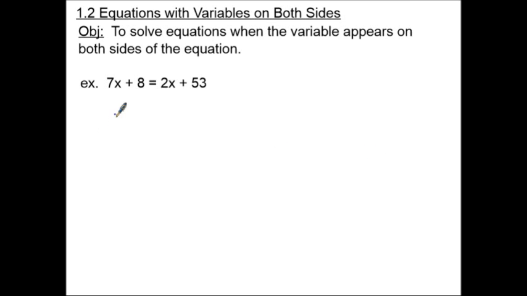Okay, I've got 7x plus 8 equals 2x plus 53. Now, what I'm going to do first is I've got this 2x, and I'm going to cancel it out by subtracting 2x from both sides. 7x minus 2x is a 5x. Notice when I wrote the 2x, I made sure I lined it up underneath the 7x because those two were like terms. And then I'll bring down my plus 8.